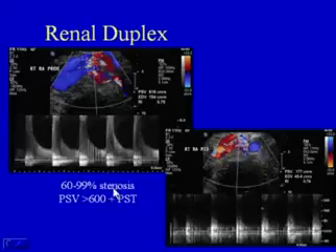Here we have a 60 to 99% stenosis. This patient has a peak systolic velocity of greater than 600, and again with post-stenotic turbulence. You can actually see the bruit down here on the spectral tracing. Here's the sample volume. So again, this is at the proximal portion of the renal artery. Here you can also see the post-stenotic turbulence and color bruit.